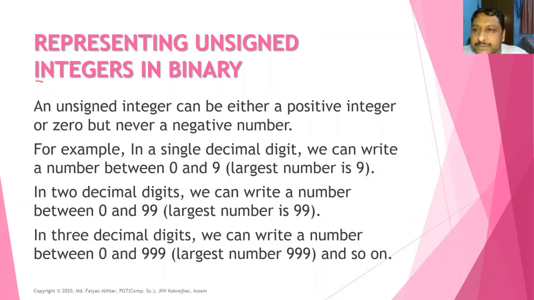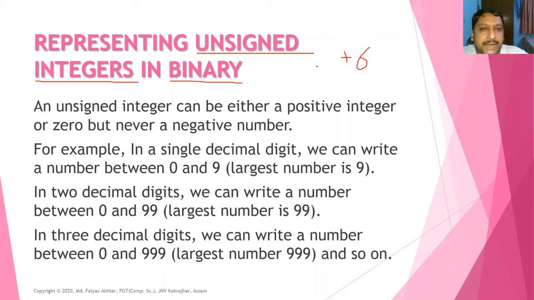We are going to represent integers in binary. Integers means decimal integers or unsigned decimal integers. An unsigned integer can be either a positive integer or 0, but never a negative. Unsigned means there is no sign in a number. Suppose the number 6 is written, then this number is considered a positive number, meaning plus is available there.